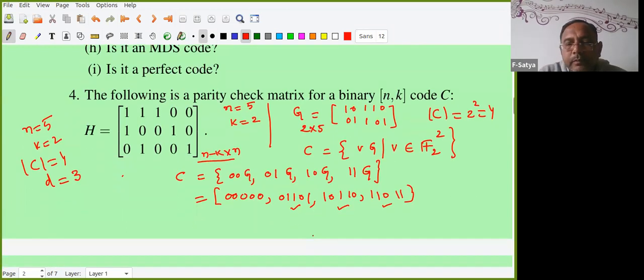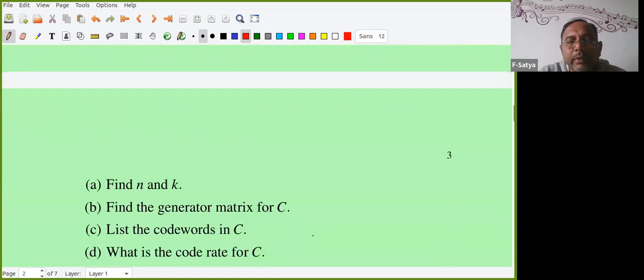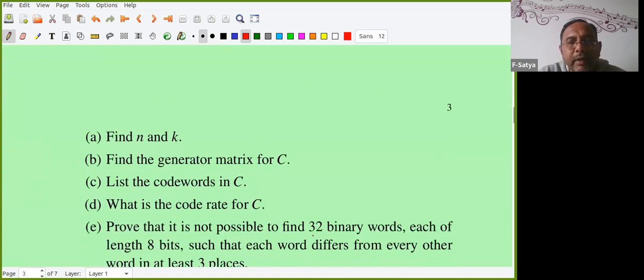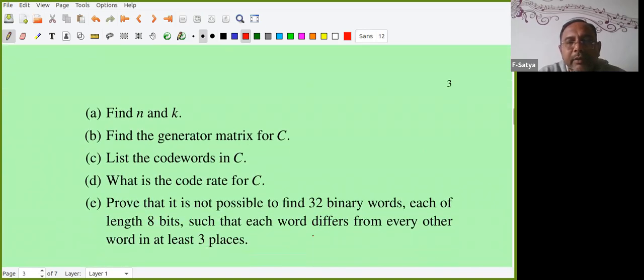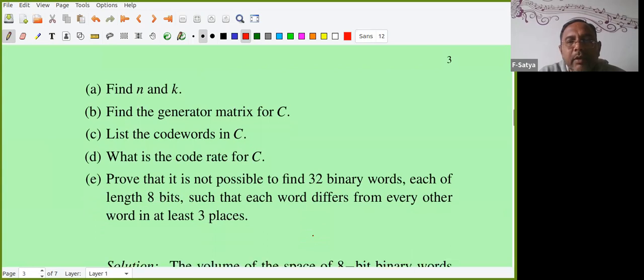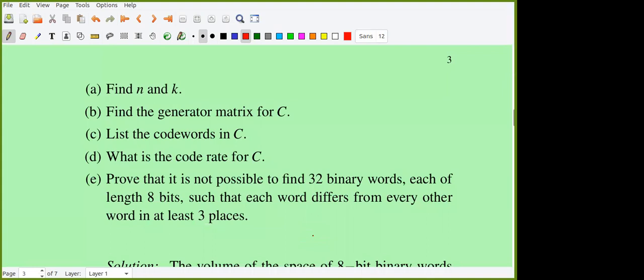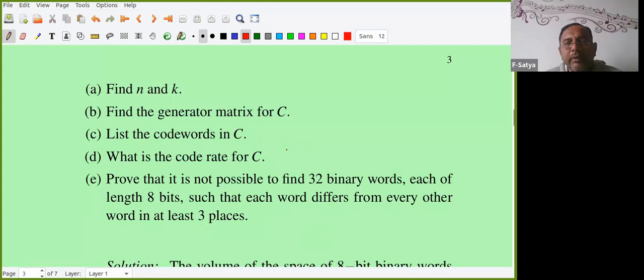Okay. Now go to the questions. So what are the questions asked? Find n and k, you asked. Find generating matrix, you found. List all code words, you find. What is the rate, code rate? 2 by 5. 2 by 5, right? Yeah, that is also you understood. So you completely done this problem, right? So take a small break and again I'll continue because you are now participating started. I will continue in a while.